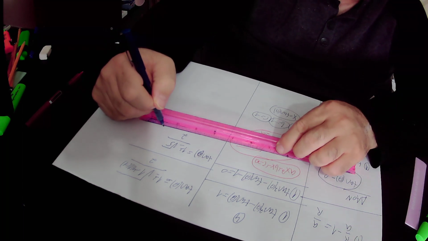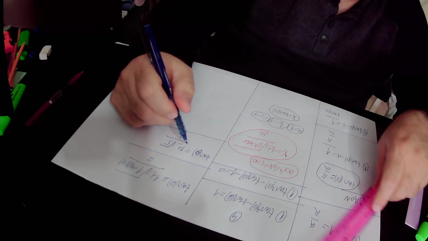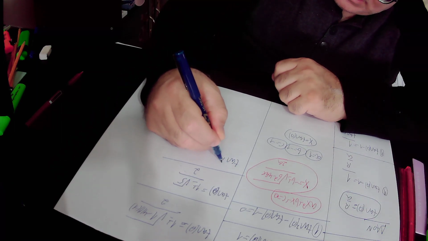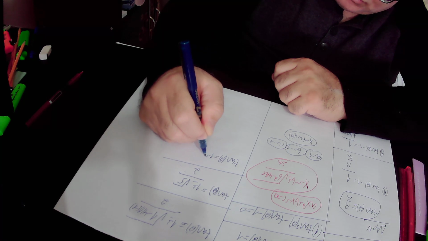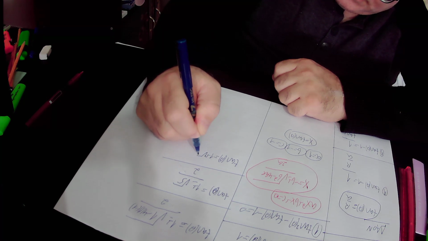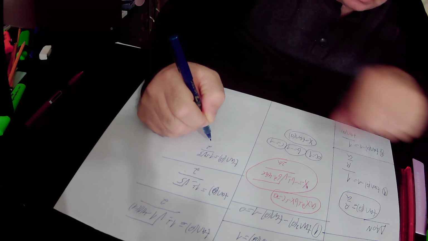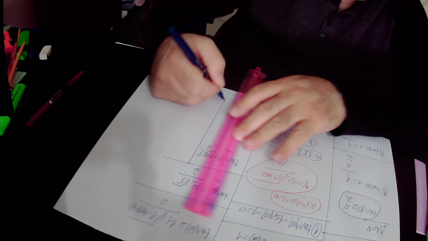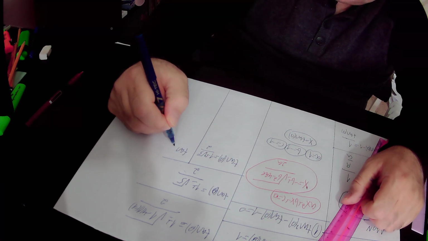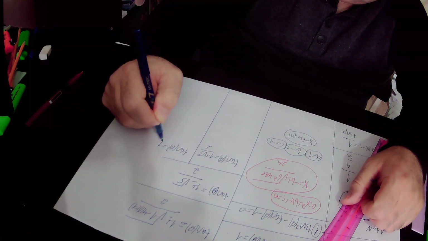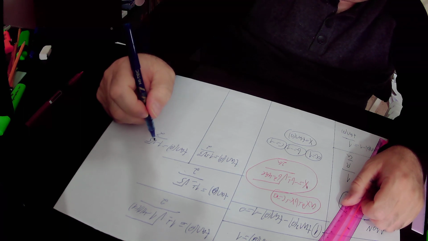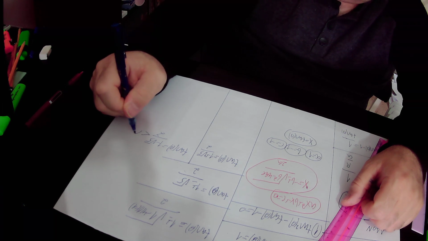So here we have two possible solutions for tangent theta. The first solution is that tangent theta is equal to 1 plus root of 5 over 2. And the second possible solution is that tangent theta is equal to 1 minus square root of 5 over 2. 1 minus square root of 5 over 2 is a negative number, it is less than 0.